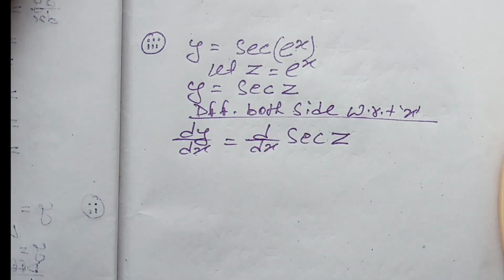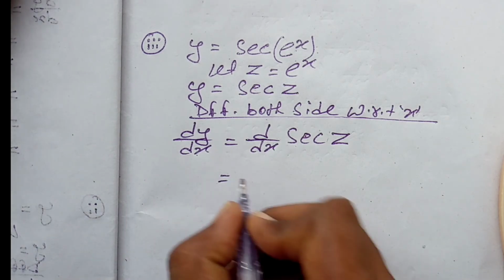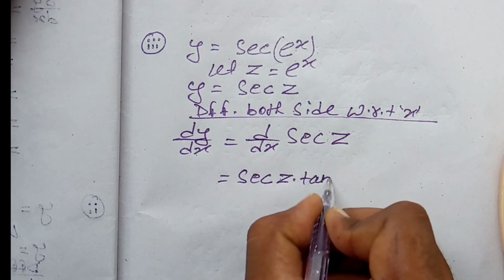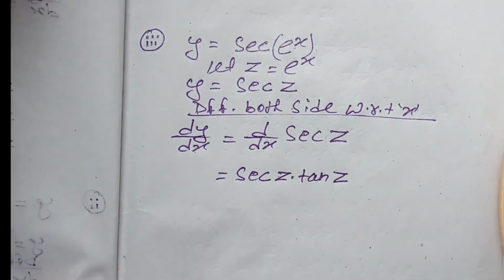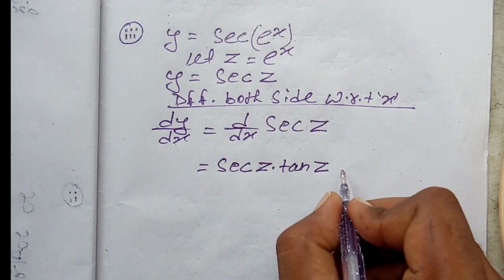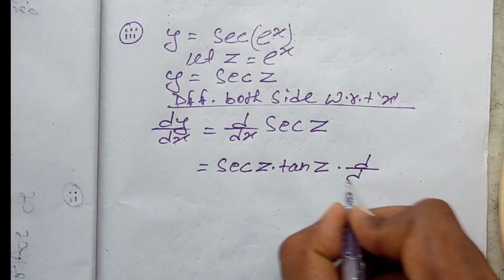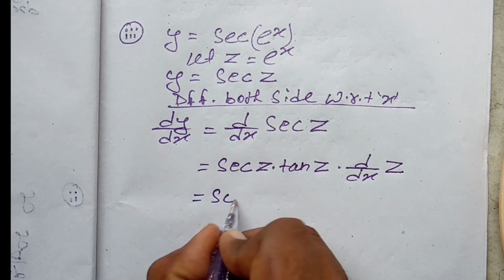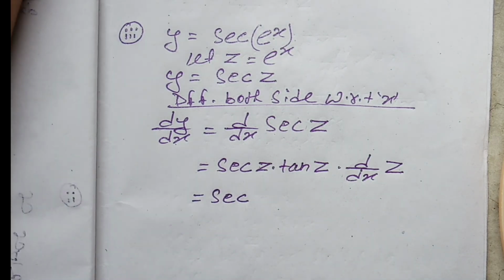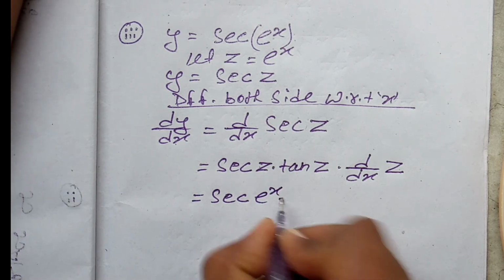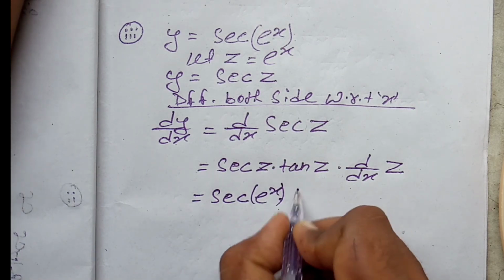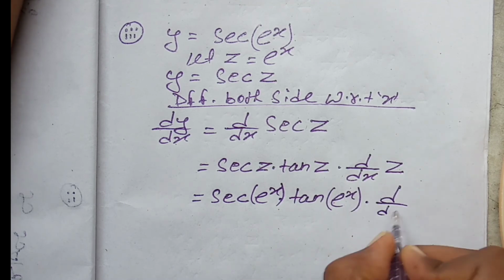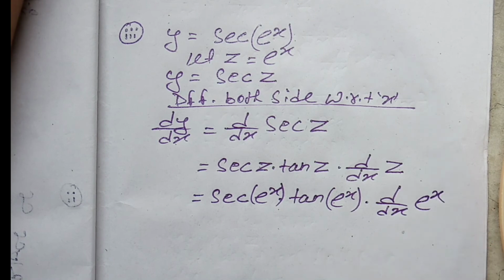Now what is the differentiation of sec? The differentiation of sec is sec z into tan z, because the angle is z. Now we will differentiate the angle, so d by dx of z. What is z here? z is e to the power x. So this is equal to sec(e to the power x) into tan(e to the power x), and here d by dx of e to the power x.